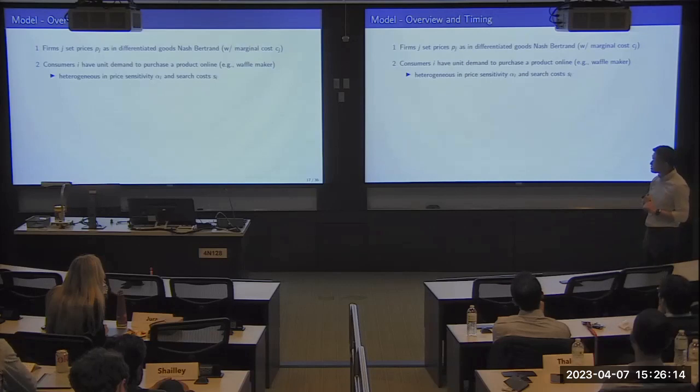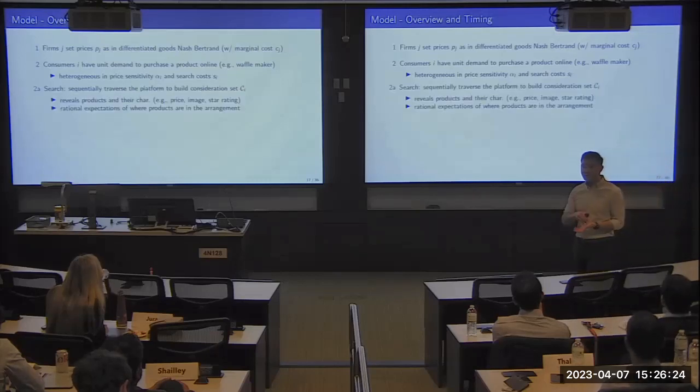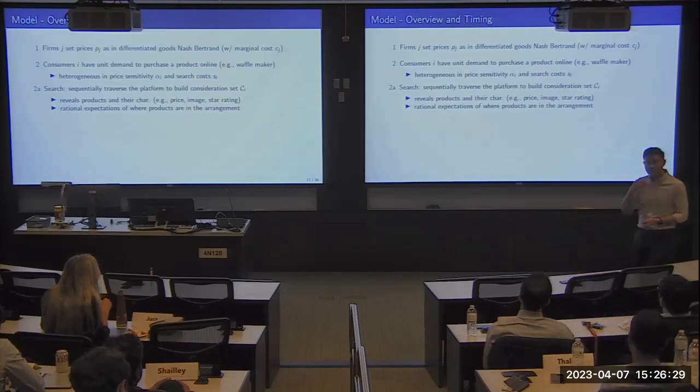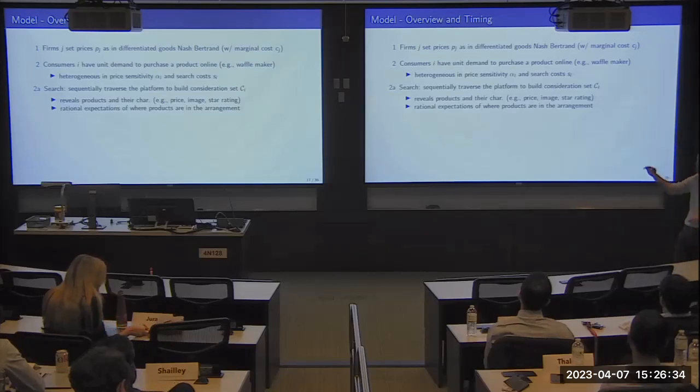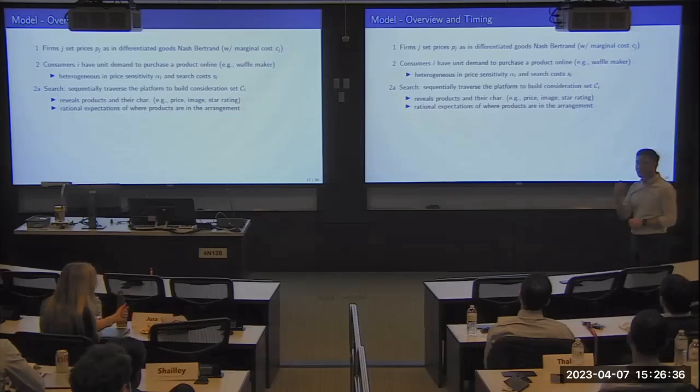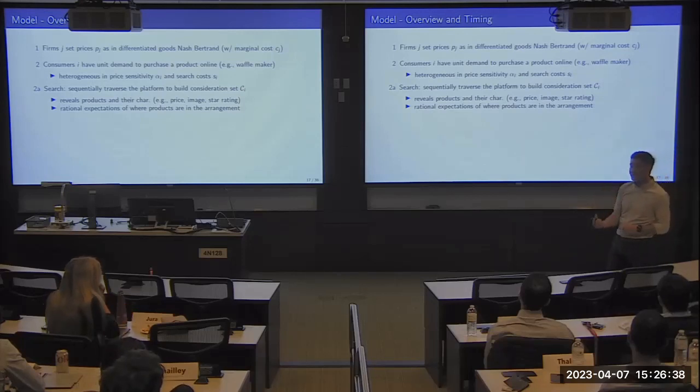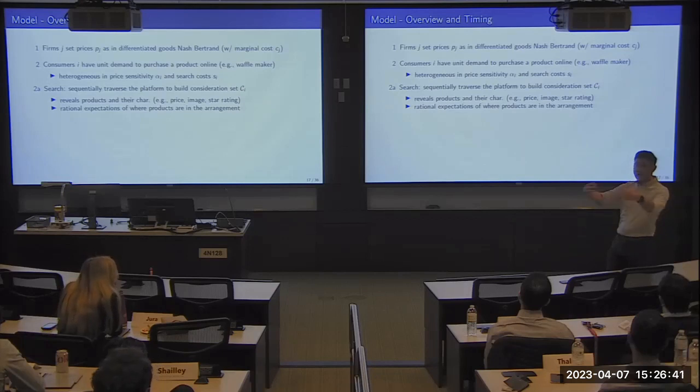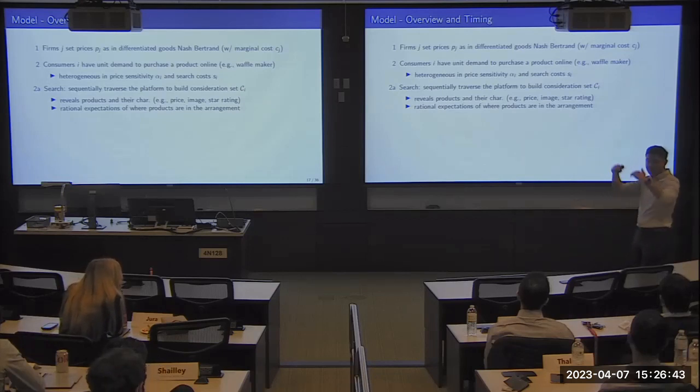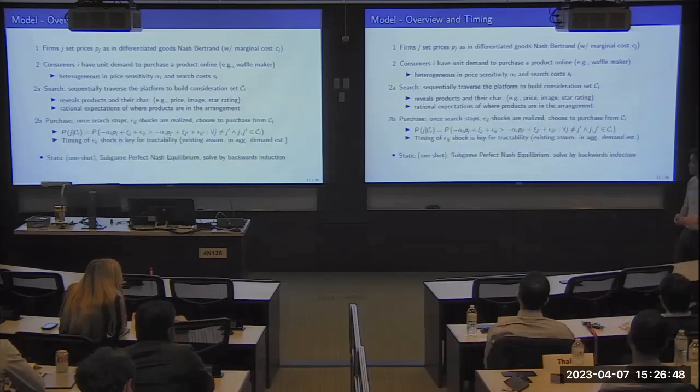Consumers are going to be heterogeneous, but they've decided to purchase a product online, say a waffle maker. If they choose to search on the platform, they're going to sequentially traverse the platform to build their consideration set. Doing so is going to reveal information that we just saw on the search results, so price, the image of the product, etc. And they're going to search having rational expectations of what products are available at each position in the search results. And I'm going to go into this in more detail next.